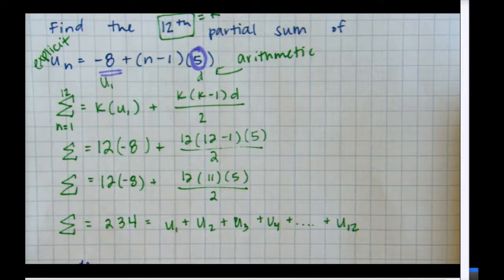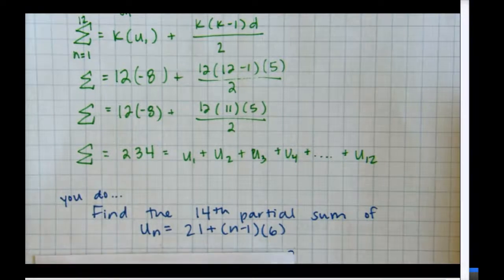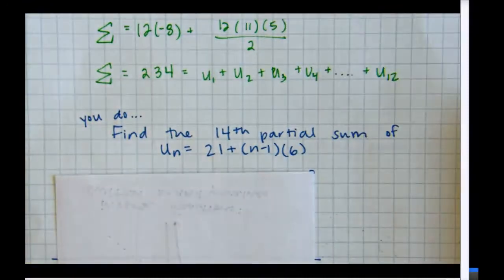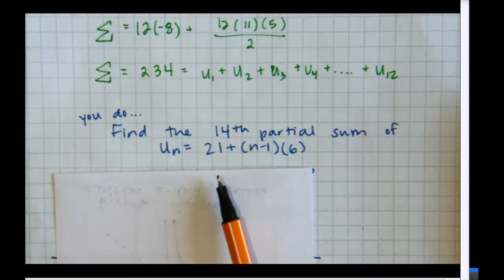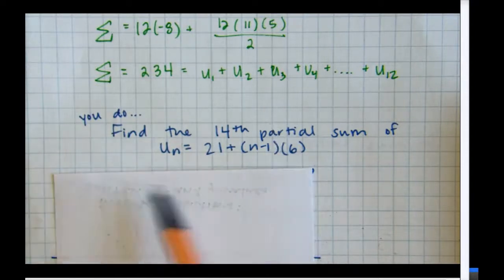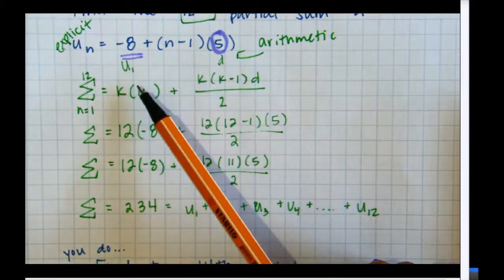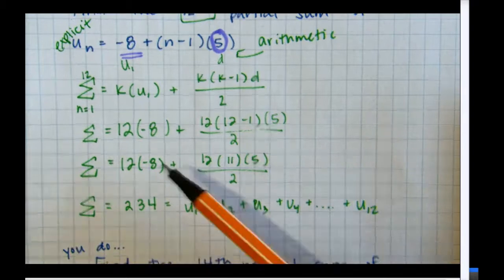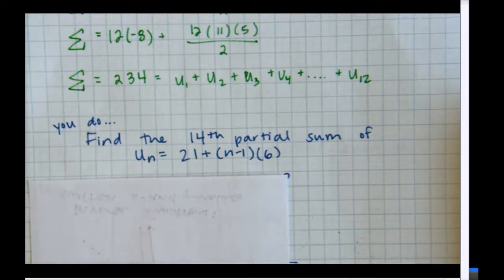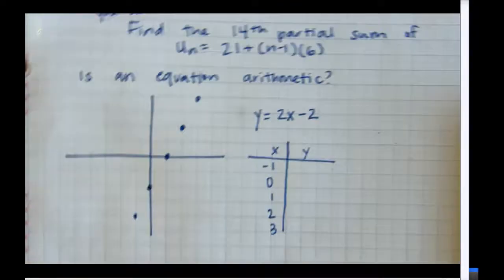You're going to solve a very, very similar problem. I want you to find the 14th partial sum of the sequence u sub n equals 21 plus n minus 1 times 6. I'm giving you the formula in a very similar way to what I did up here. You could follow the same exact steps. You just have to figure out what is k, what is u sub 1, what is your difference. Go ahead.